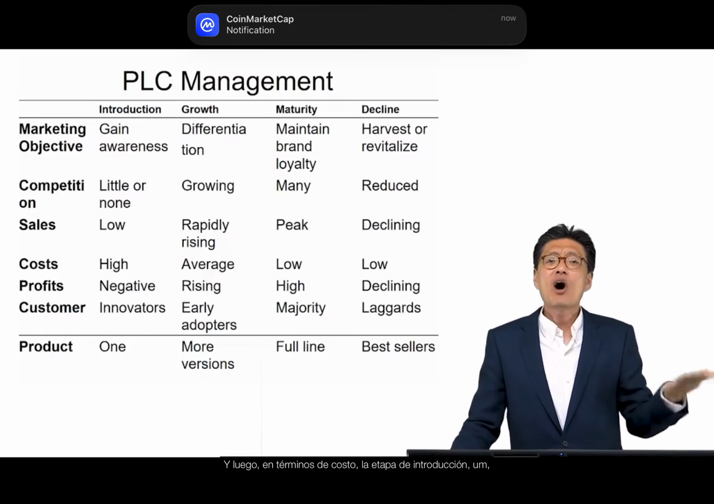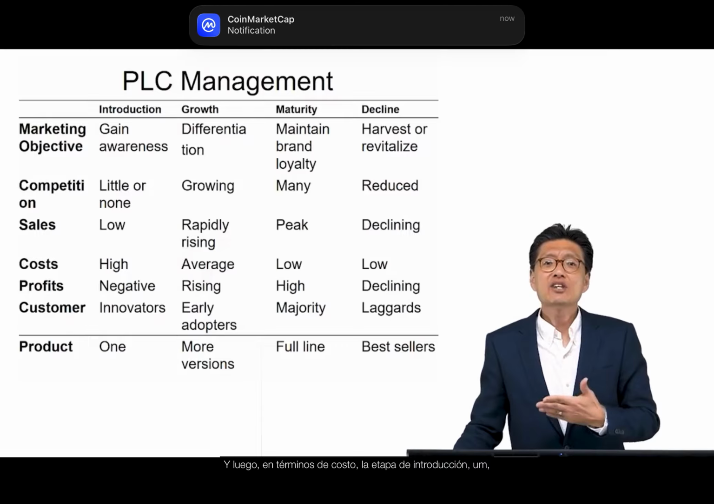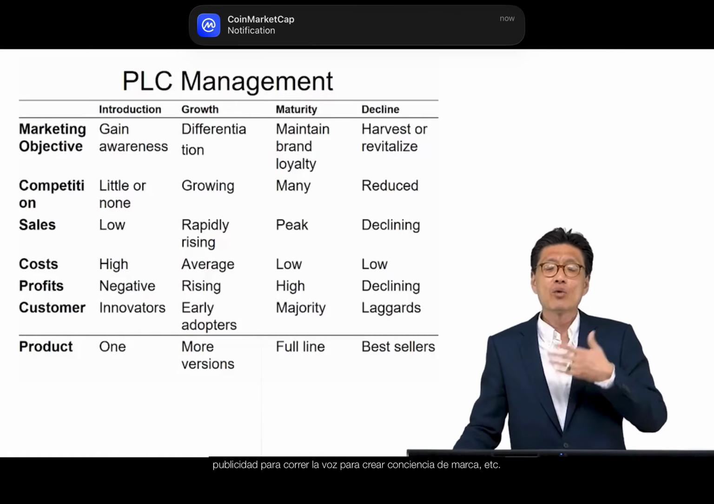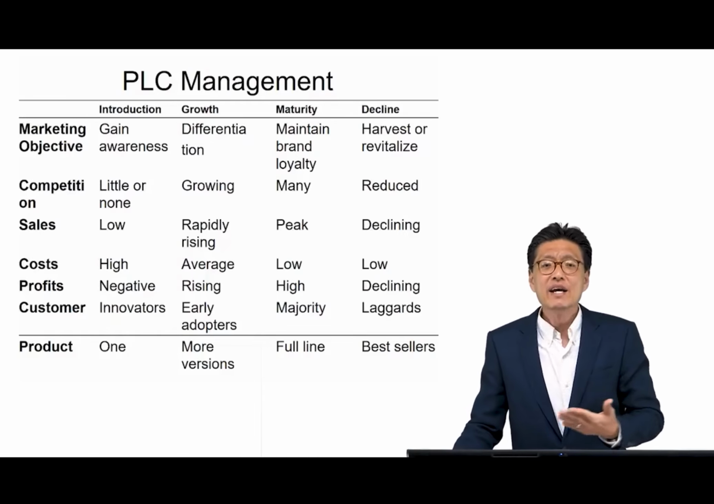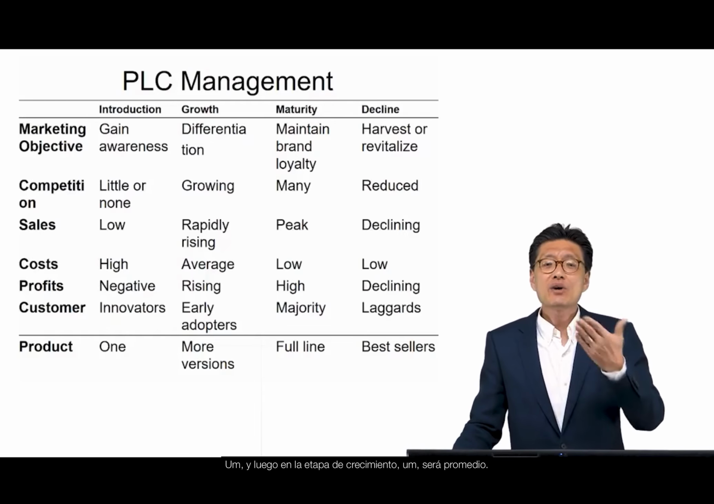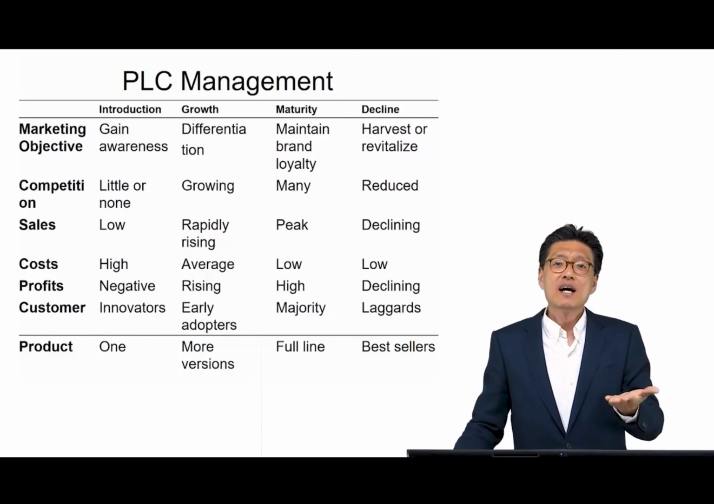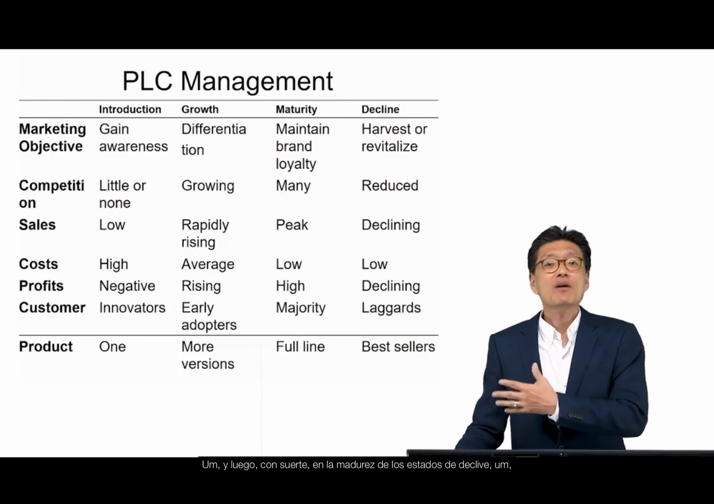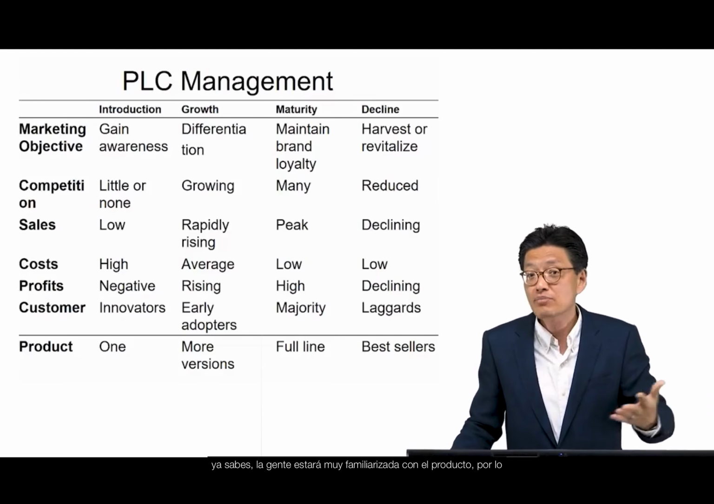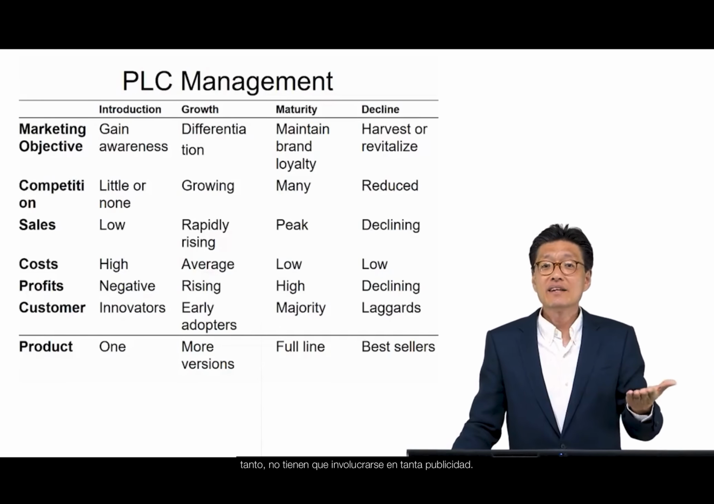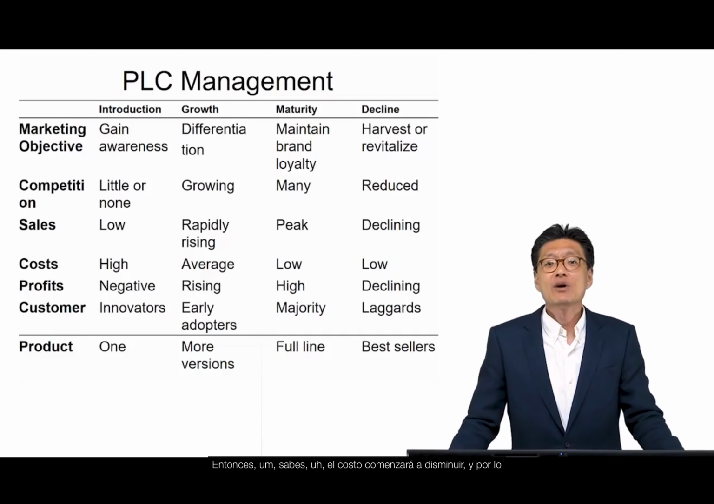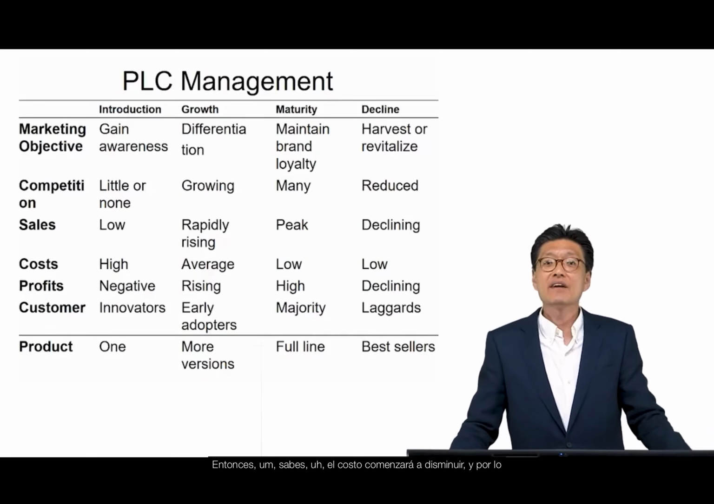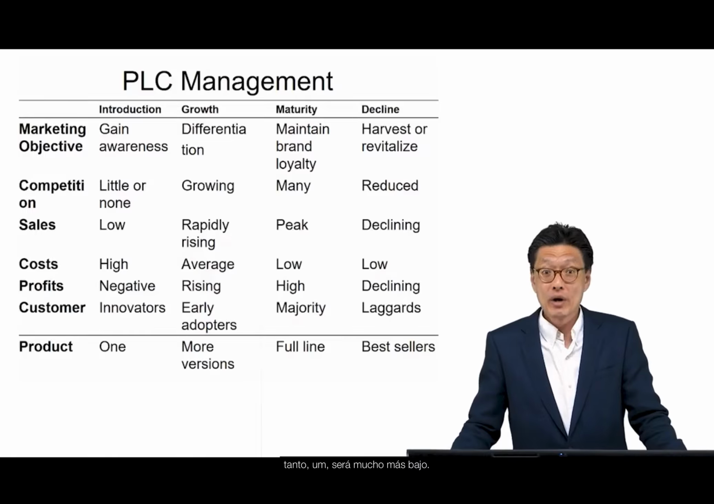And then in terms of cost, the introduction stage is probably going to be very high because they have to invest in a lot of advertising to get the word out, to create brand awareness and so forth. And then in the growth stage, it'll be average. And then hopefully in the maturity and the decline stage, people will be very familiar with the product. Therefore, they don't have to engage in that much advertising. So, the cost will start to decline, and therefore, it'll be a lot lower.